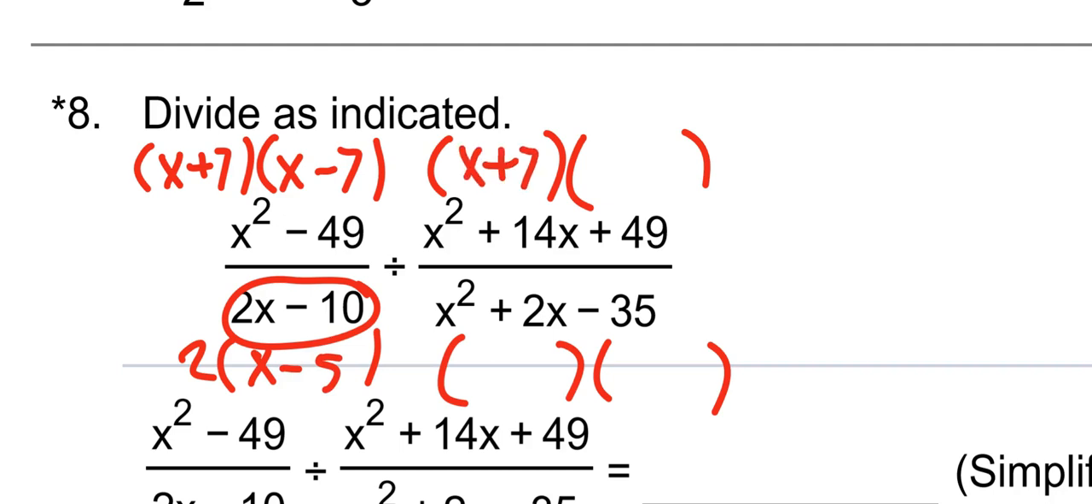7 plus 7, minus 5. The bottom is plus 7 and minus 5. You are correct.